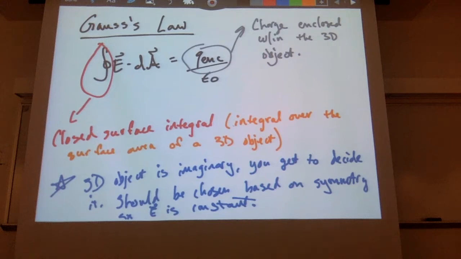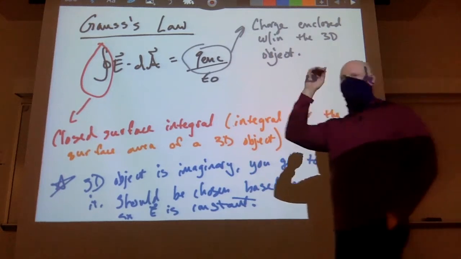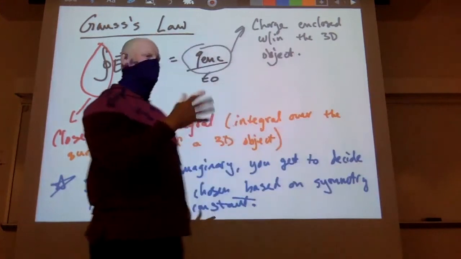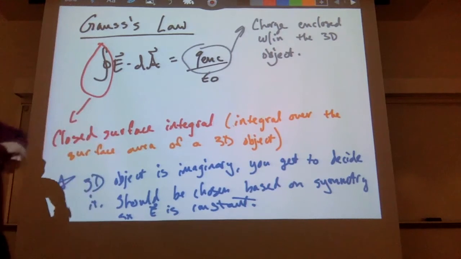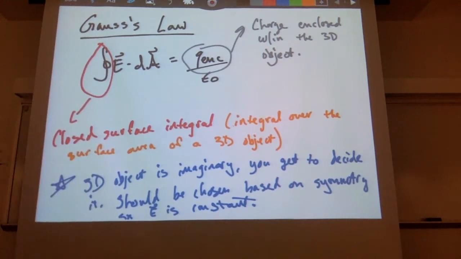Just continue our conversation from Friday. So again, we started Gauss's law. Gauss's law is a little bit conceptually difficult, but once we get a handle on it, it's nice and easy to do, at least mathematically. Gauss's law is defined as the flux through a three-dimensional surface being equal to the charge enclosed inside of that surface divided by epsilon naught.